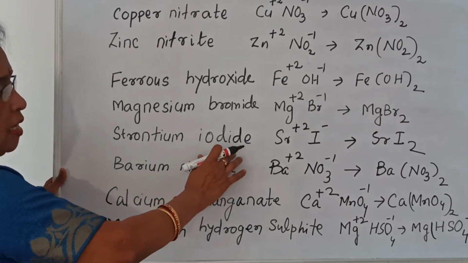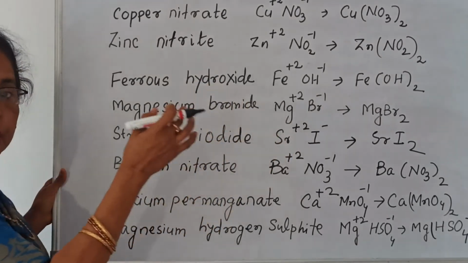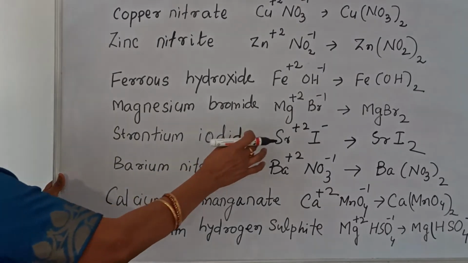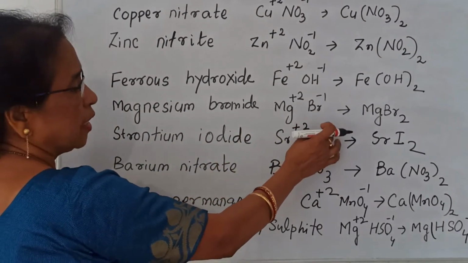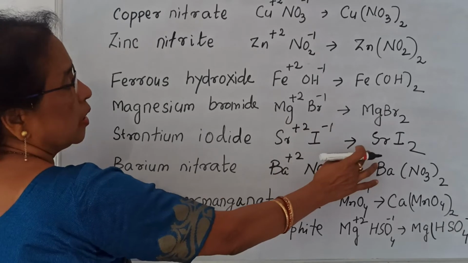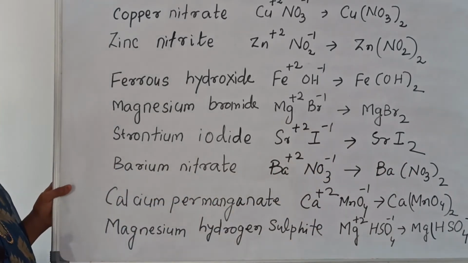Strontium iodide. Strontium means Sr. It belongs to the second group. And here it is plus 2 and I is minus 1. And so the formula is SrI2.